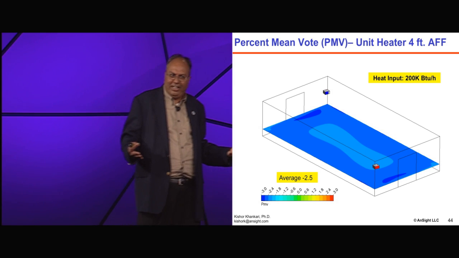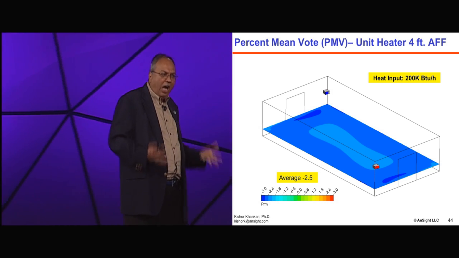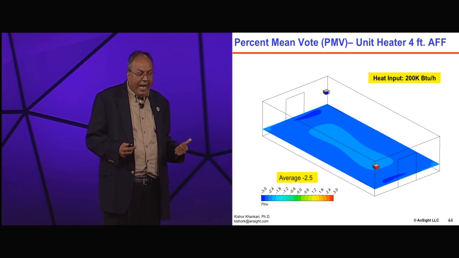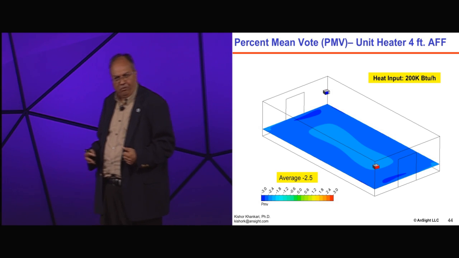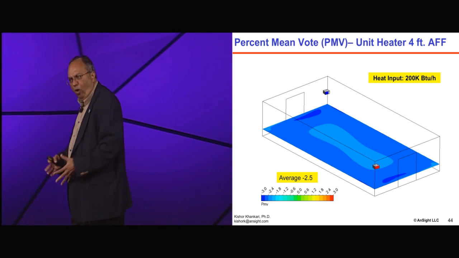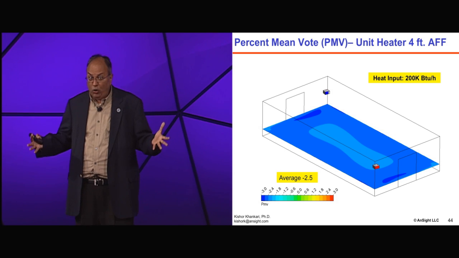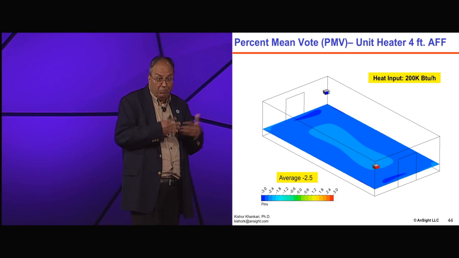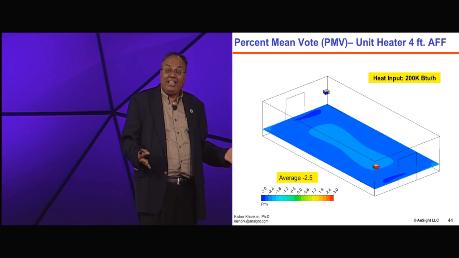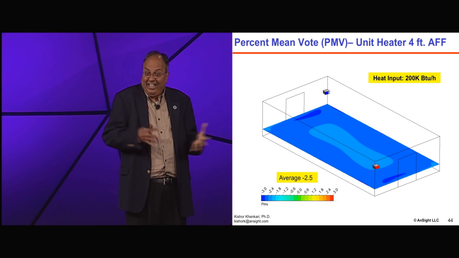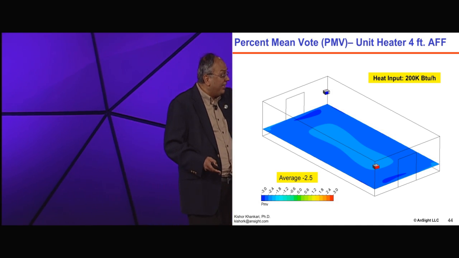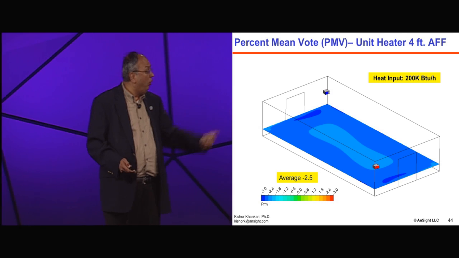Remember that tornado, I showed it to you? High airspeed around you, and then the air temperature was very cold. Wall temperatures were very cold. The radiant effect was almost none there. In fact, it's an adverse. The cold wall is radiating on the occupant. That's the reason this is blue, very cold.